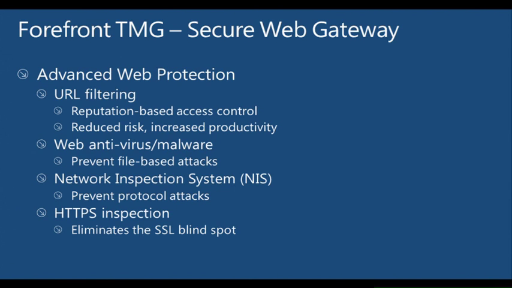URL filtering in TMG is included because it's kind of the first level of defense. If we know the site's bad, block the site and don't allow our users to get to it. So it's basically reputation-based access control. In particular, TMG uses an online database for the categorization. It's the Microsoft Reputation Services, and it seems to work fairly well.